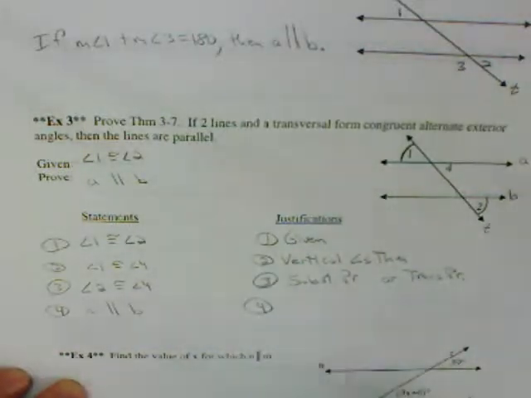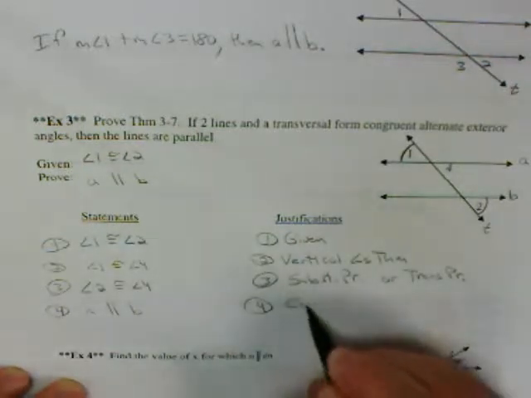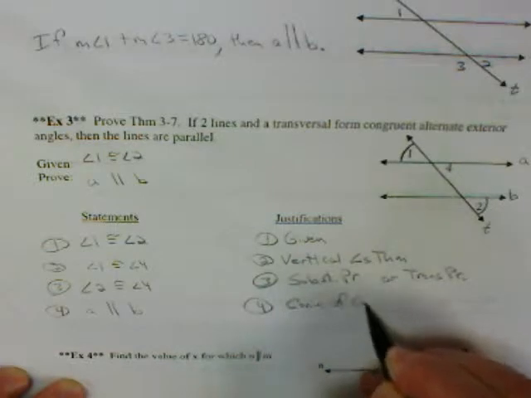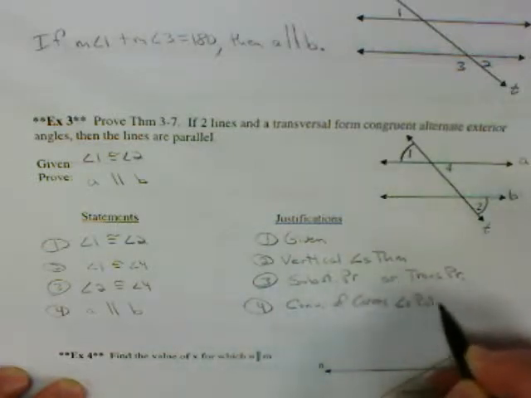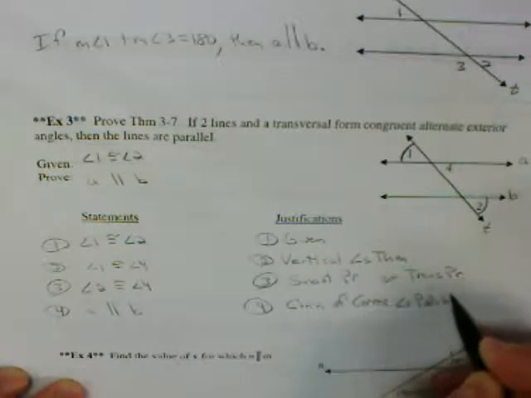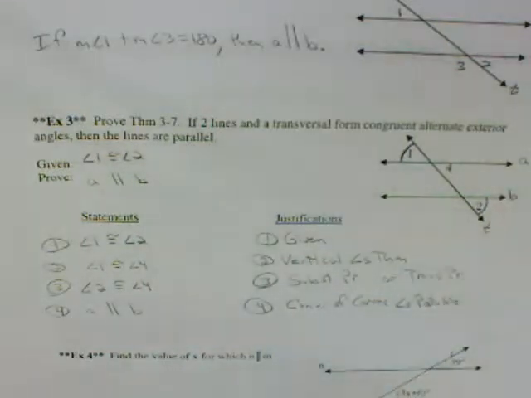And our reason there is just what I quoted a second ago, the converse of the corresponding angles postulate. And just like we did in part 1 of this section, you can't say corresponding angles postulate, you have to say converse of, because we're making the conclusion that lines are parallel, and the converse is the one that has the conclusion that lines are parallel.